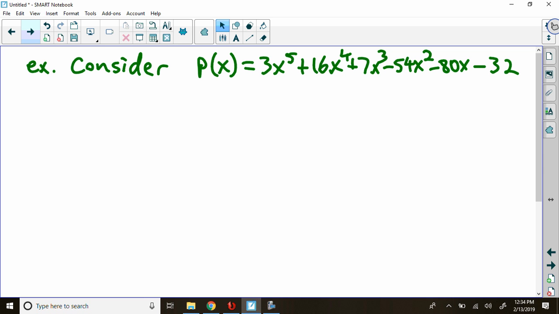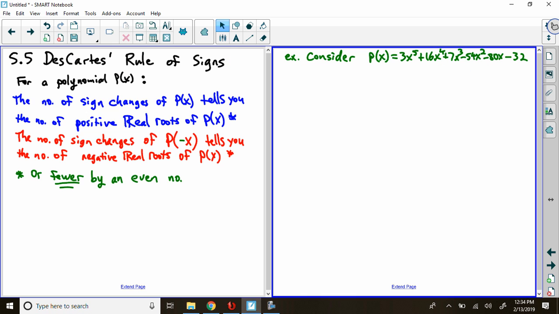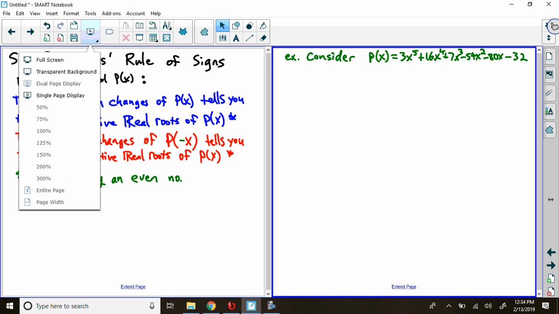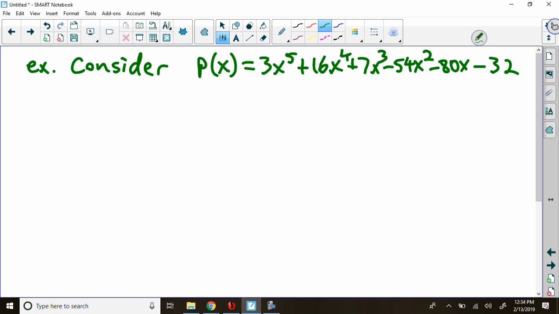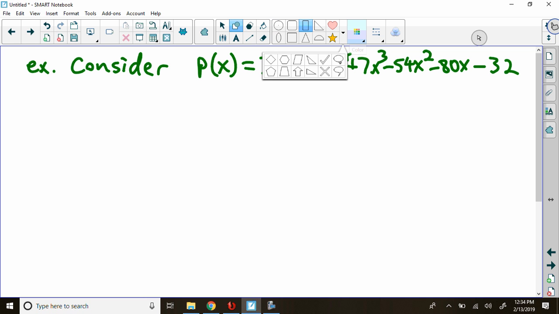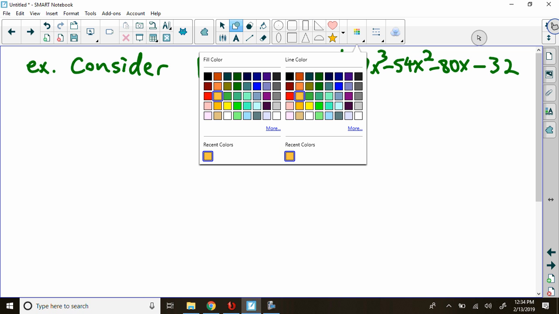So Descartes' rule of signs is going to tell us how many positive real roots there are, how many negative real roots there are. So let's go back and look. The first part of this is in blue. It says the number of sign changes. Well, what are they talking about, the number of sign changes? Like plus or minus. Yes, like plus or minus. So we got to look at each term one by one and consider what each term's sign is.